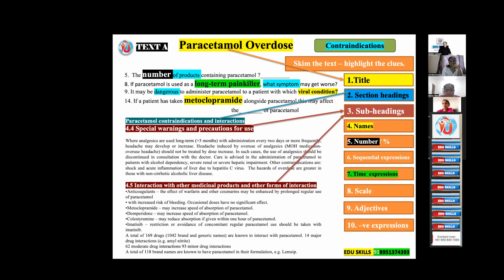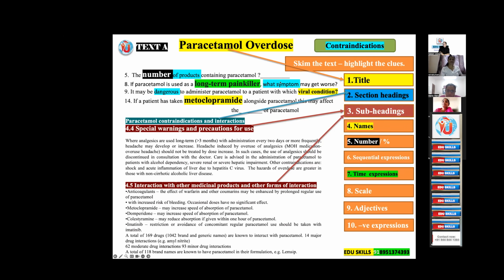Now question number 5 says, there are 4 questions from this text A out of 20. Number 5 says the number of products containing paracetamol. So the answer should be a number. So you have to look only for a number. Nothing else can be the answer. Say question number 8, if paracetamol is used as a long-term painkiller, you have the time expression. What symptom may get worse? So the time expression leads to the answer.